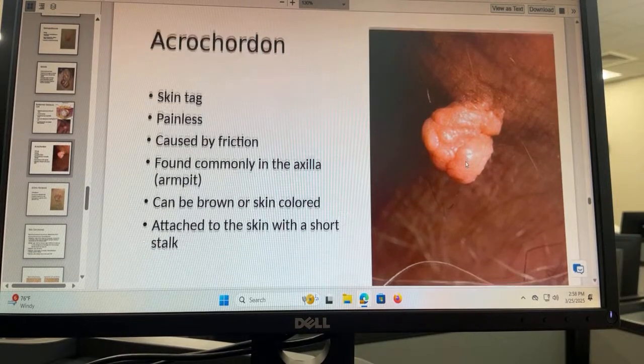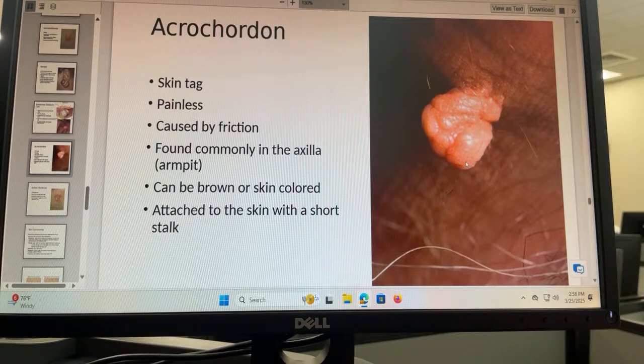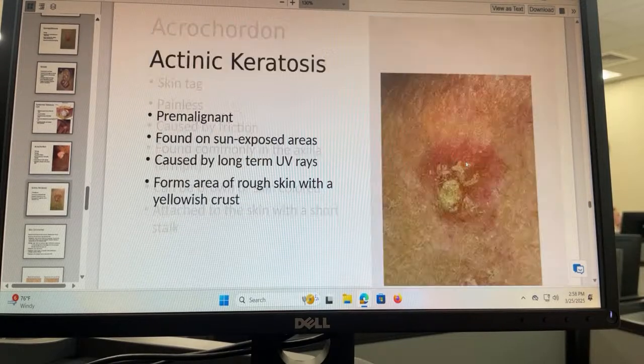All right, this one, these are very common. These are skin tags. They are also called an acrocordon. They are painless. They tend to be on places of friction, like in the armpit where there's skin rubbing against itself a lot, because the friction causes these. Basically, they're just little tags attached to the skin. They can just be surgically cut off. They're completely harmless, just a cosmetic issue.